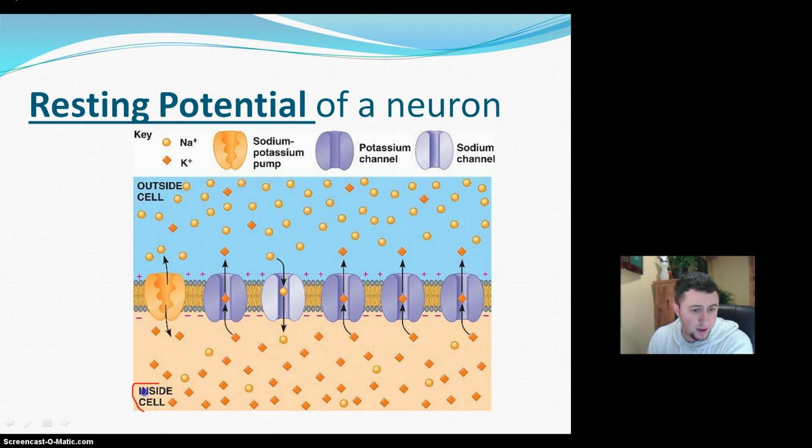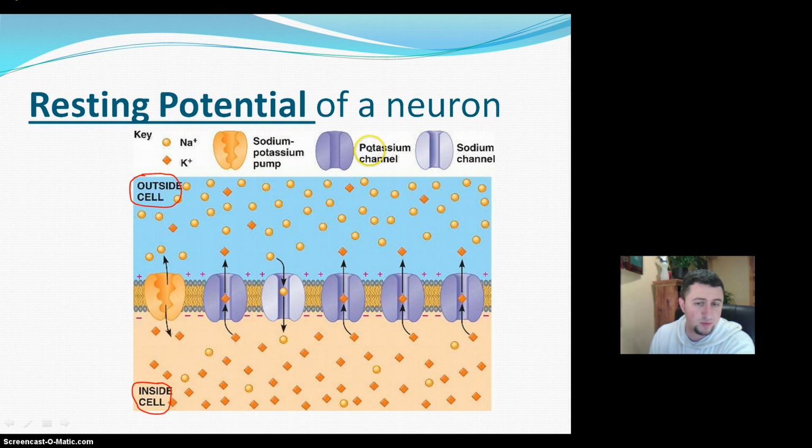Here, on the bottom is the inside of the cell, and up here is the outside of the cell, and in between them, separating them, is a membrane. You can see all along the way that we have these proteins. We have the sodium-potassium pump, we have some potassium channels, and we have some sodium channels.